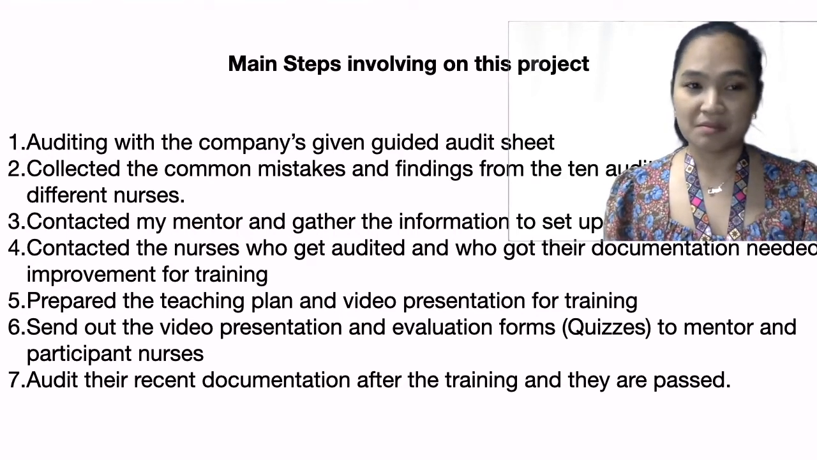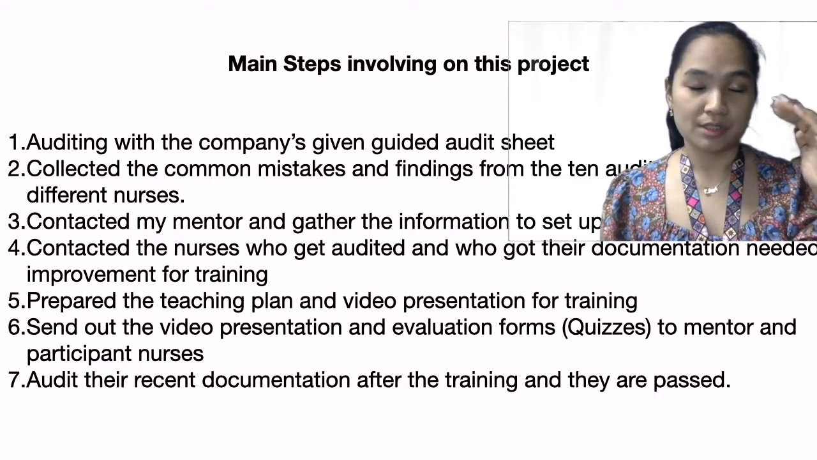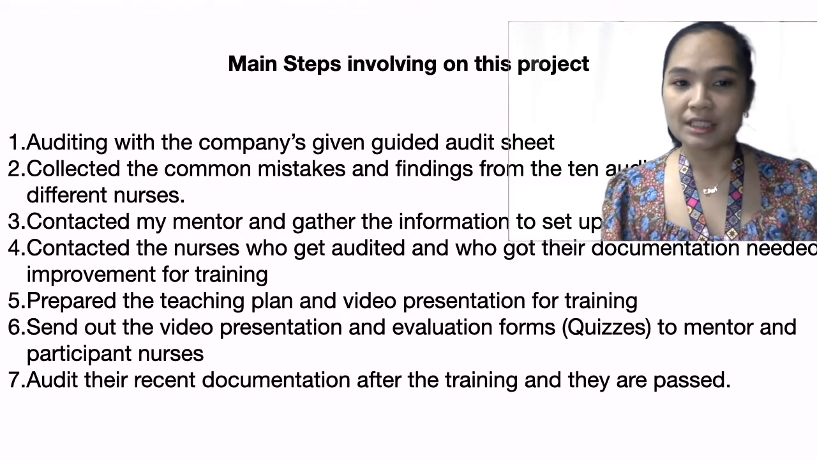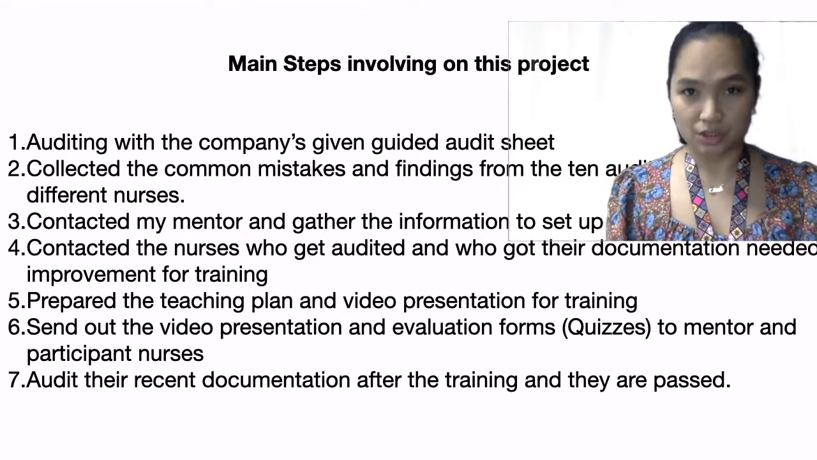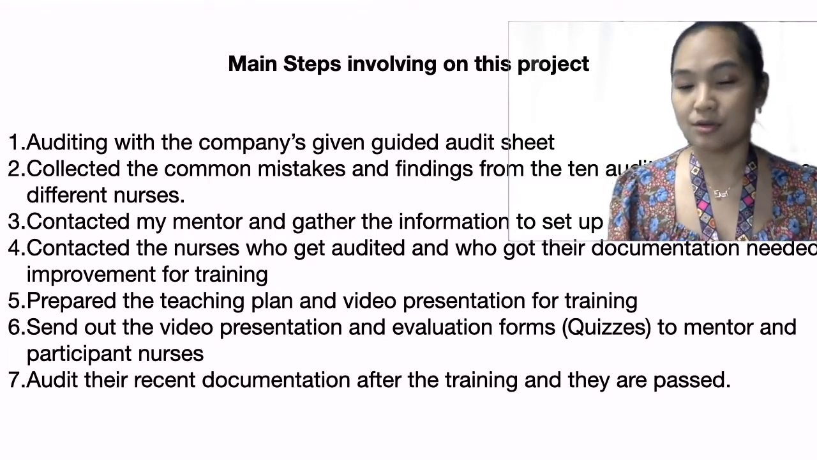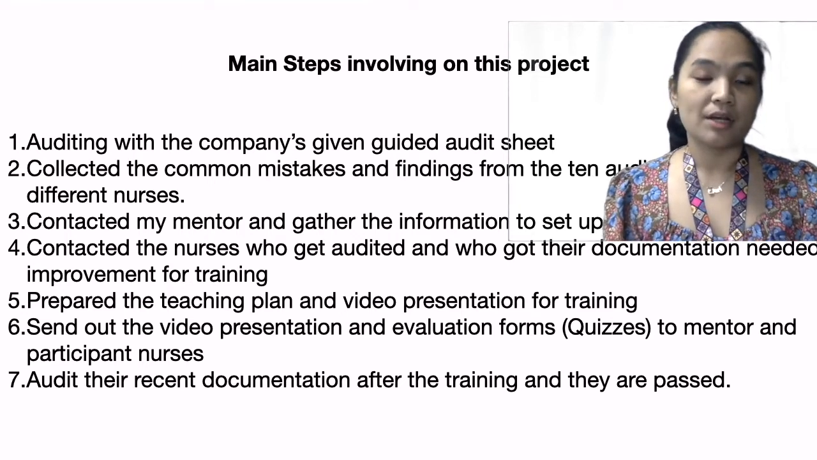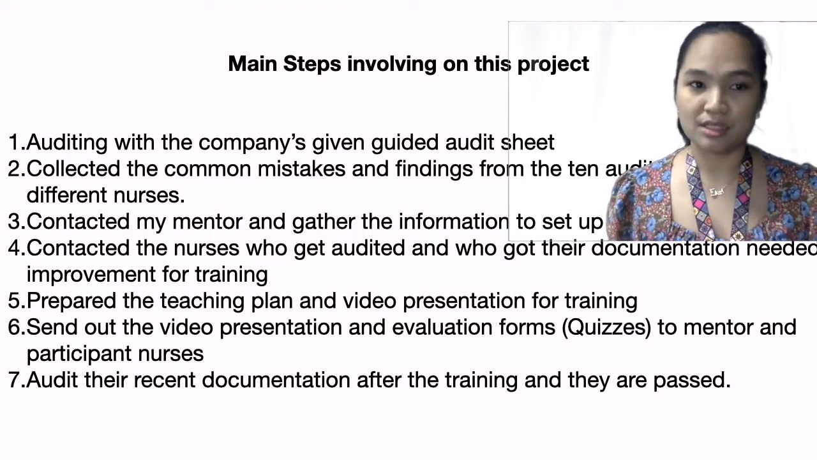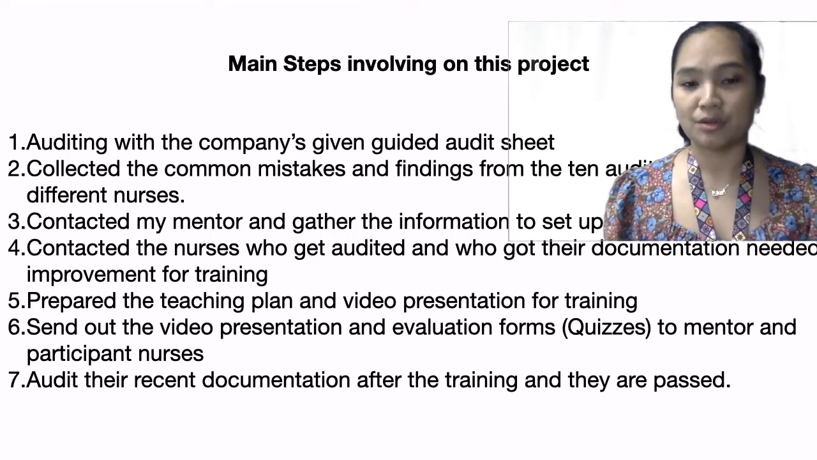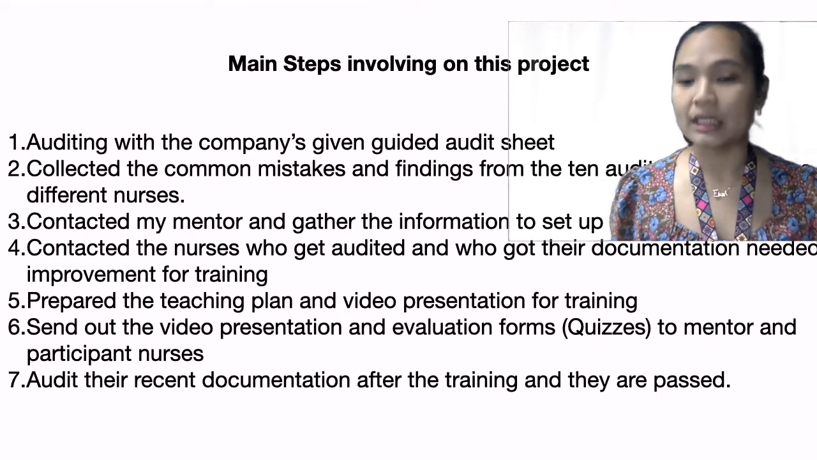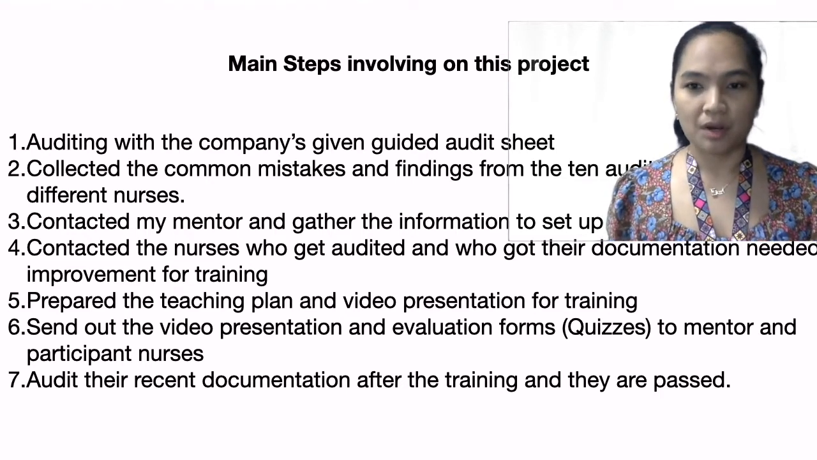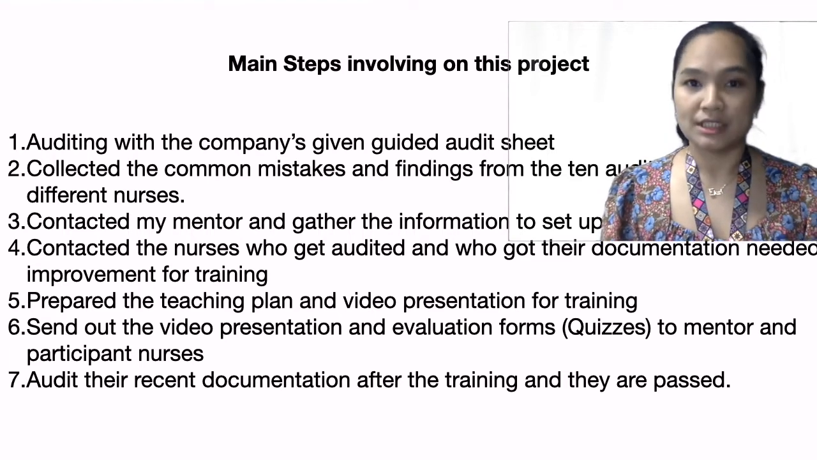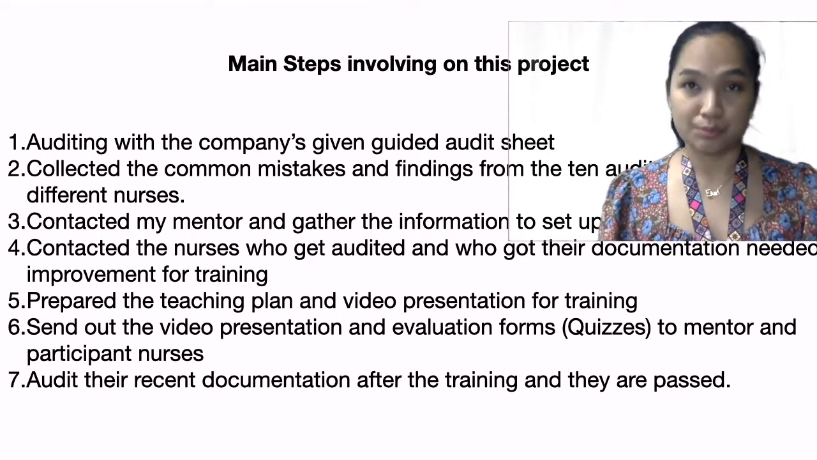So I would like to summarize the main steps that I have done. First, I audited with the company's guided audit sheet given by my assistant director of nursing, Jessica. I also collected the common mistakes and findings from 10 audits of different cases and different nurses. I contacted my mentor and gathered all the information to set up the training after I found out the common mistakes. And I contacted the nurses who got audited, whose documentation needed improvement, for the training.